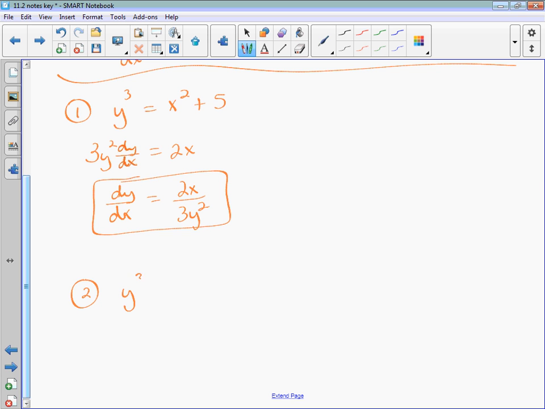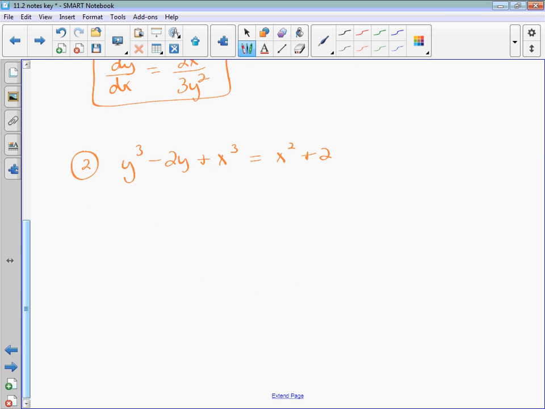So y cubed minus 2y plus x cubed equals x squared plus 2. I want you guys to try. There's no product rule, quotient rule, chain rule, anything in this problem. It's just straight power rule, but you do have the y's to deal with. So I'll give you a minute here.